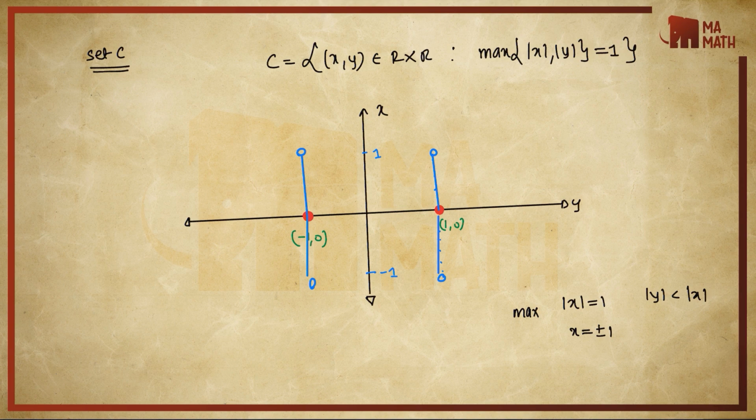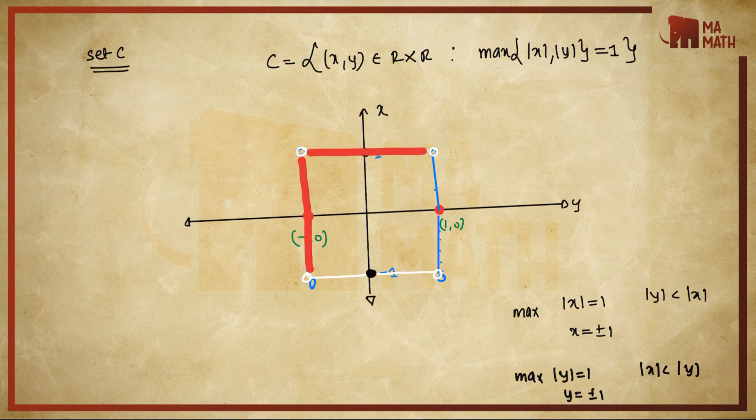The other scenario is when mod y is maximum. That is, let's say maximum is mod y, and that should be equal to 1, which means mod x is definitely less than mod y. So mod y is 1 means y should be plus or minus 1, which means this particular part and this part. Now in this case, x will not be equal to plus or minus 1 because mod will become greater, but it will oscillate between this region. So firmly speaking, the only region we have is basically these red lines, not touching at 1 and minus 1s, where this is all empty. This is our set C.